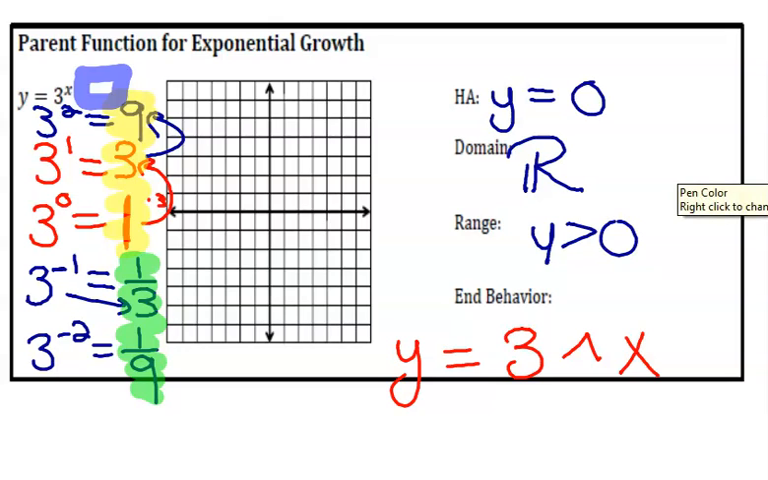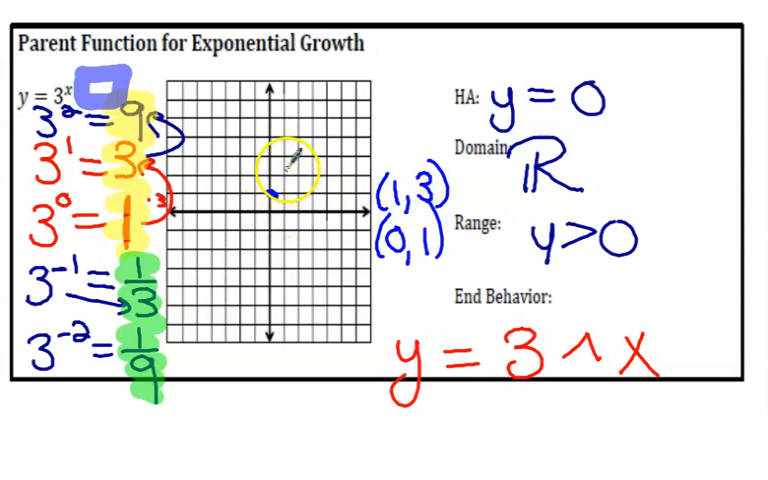So let's plug in some points based on my chart. If I plug in 0, I get 1. When I plug in 1, I get 3. When I plug in 2, I get 9... and when I plug in 3, I get 27, which is again way up there.